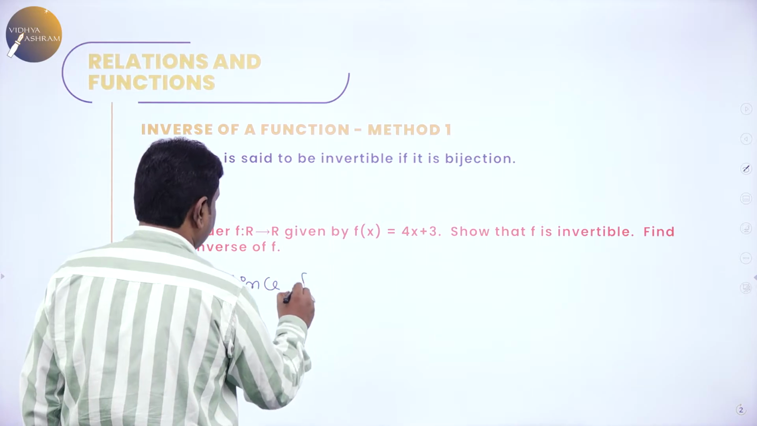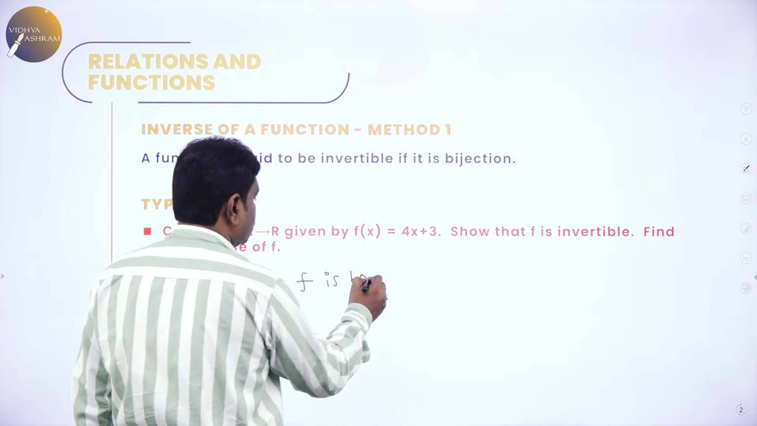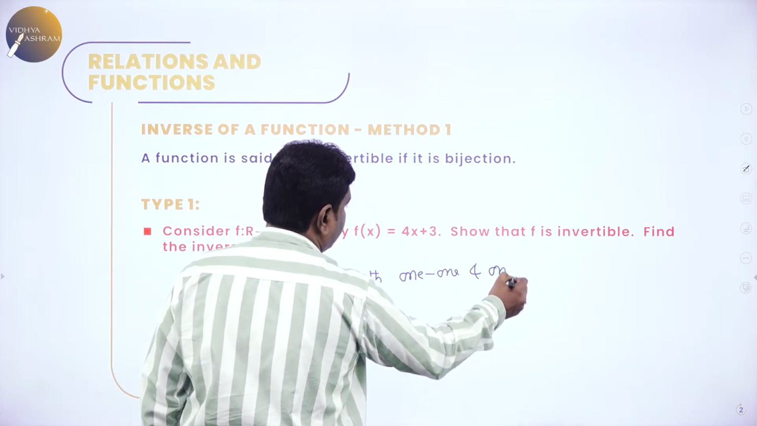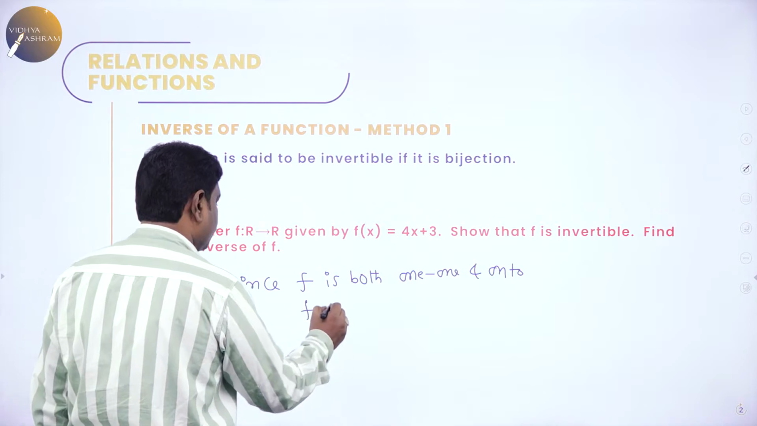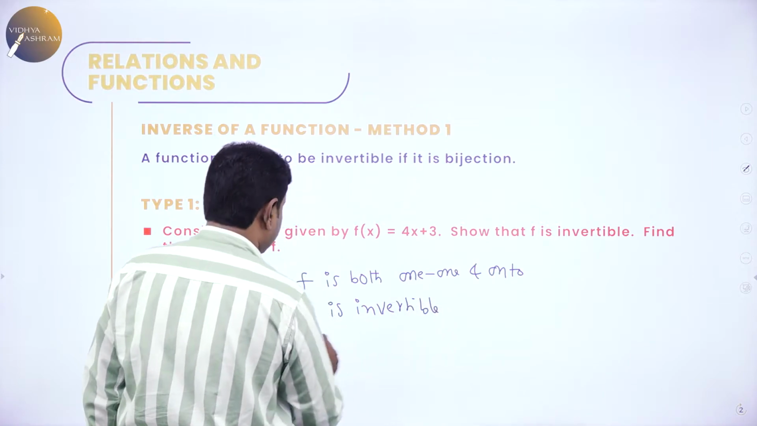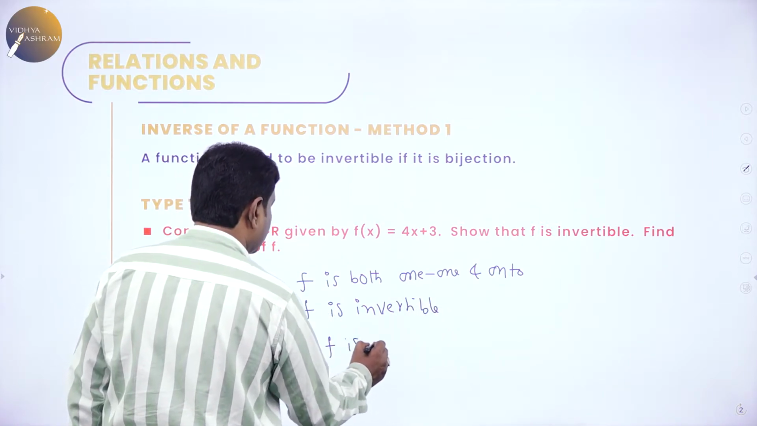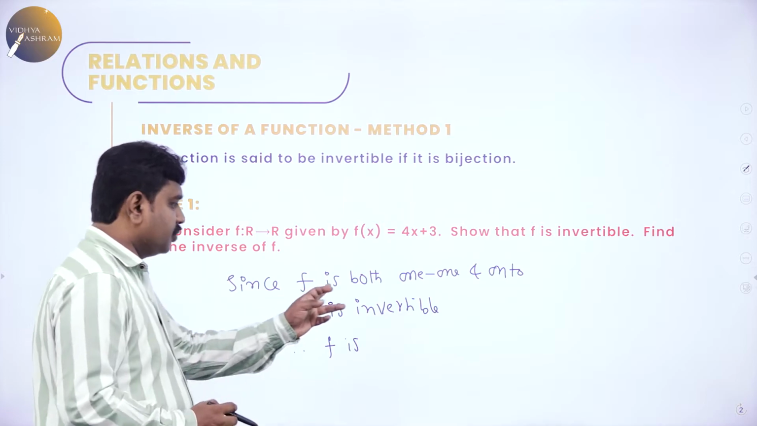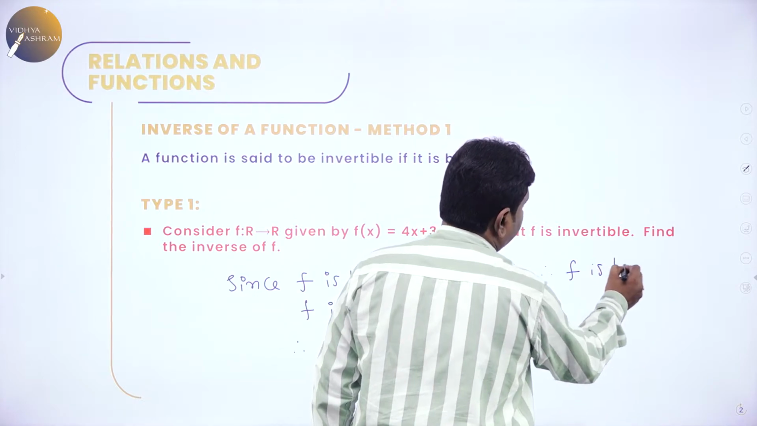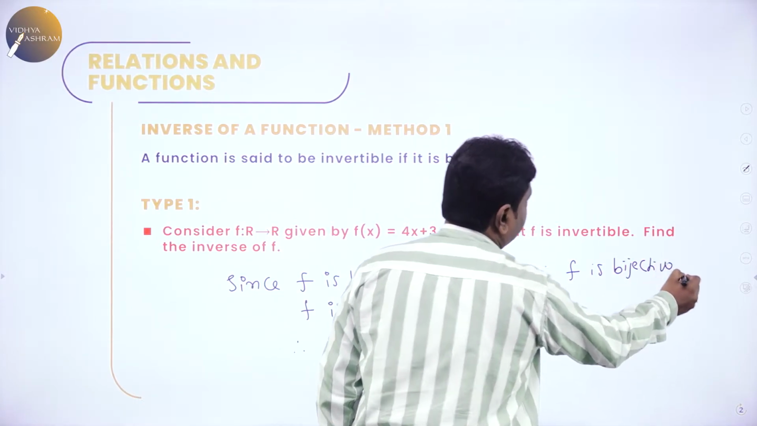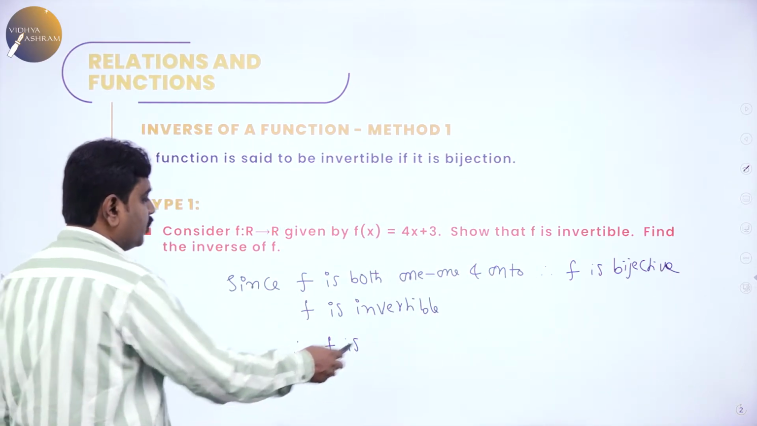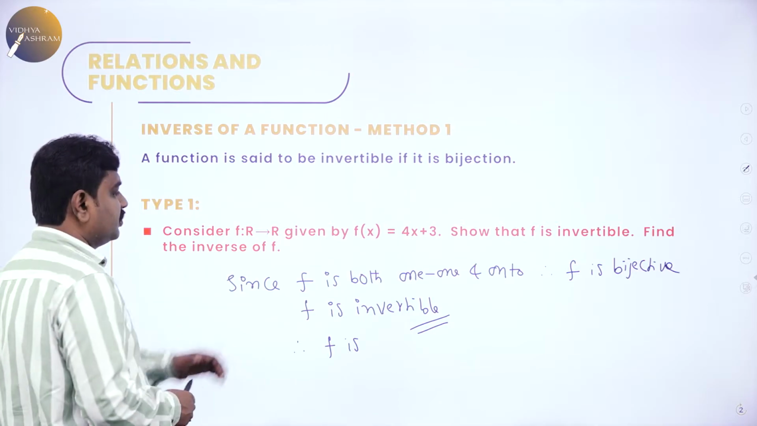Since f is both 1-1 and onto, f is invertible. Since it is invertible, therefore f has an inverse. Both 1-1 and onto, therefore f is bijective. Can I say f is bijective? A function is said to be bijective if it is both 1-1 and onto. So if it is bijective, f is invertible. So we proved f is invertible. This is the conclusion you should write.